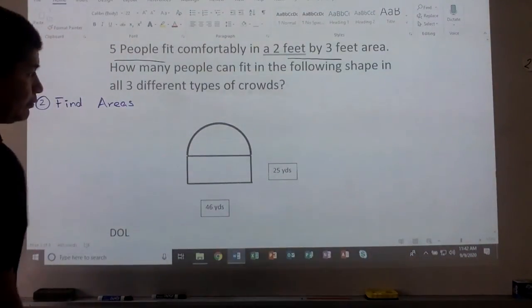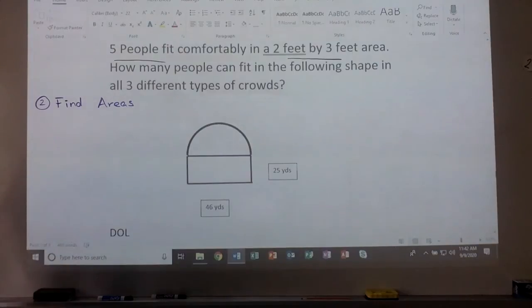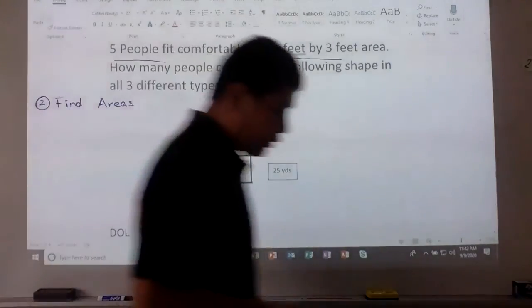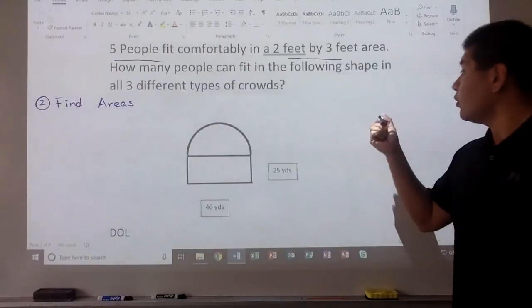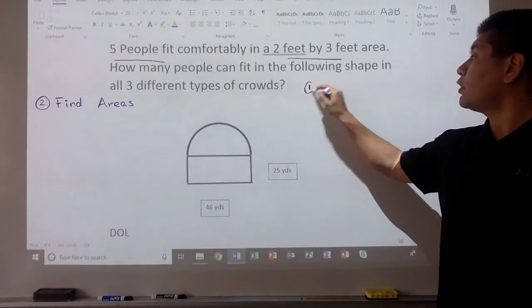So two shapes now. 5 people fit comfortably in a 2 by 3 feet area. How many people can fit in the following shape in all 3 different crowds? Step number 1, the one I wrote on the other one. Step number 1 is always for you to set up your proportion.